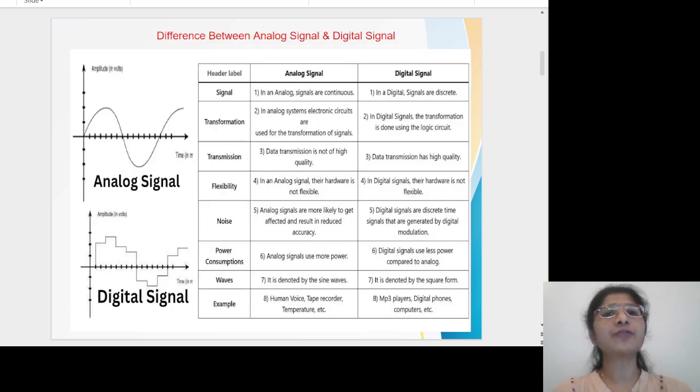This is the basic difference between analog signals and digital signals based on how the signals are represented, how the transformations are done, transmission requirements, flexibility between analog and digital signals, noise problems, power consumption, waves, and some examples of analog and digital signals.